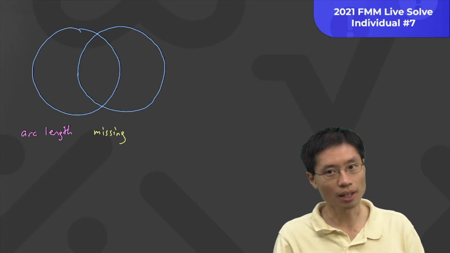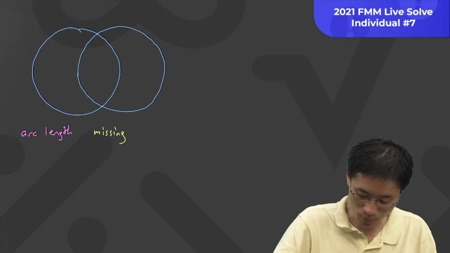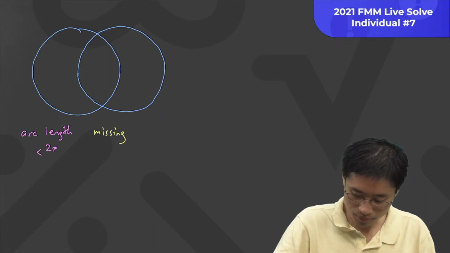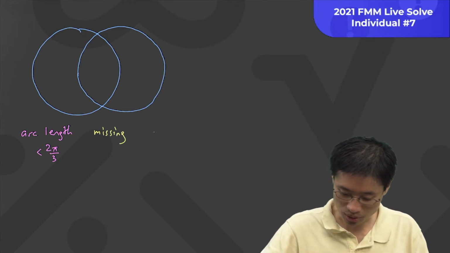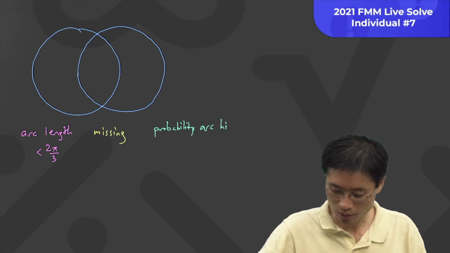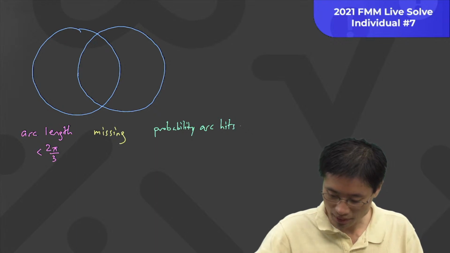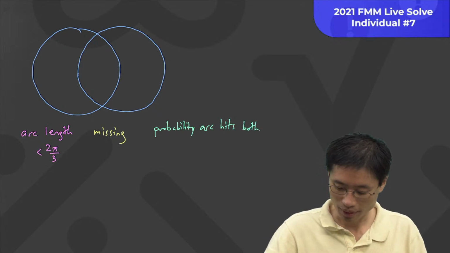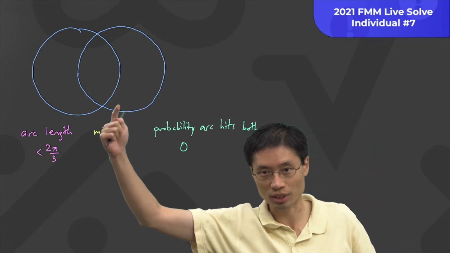Okay? And when the arc length is less than 1/3 of the total, which is less than 2 pi over 3, I'm not even going to worry about the missing arc length. The last column is just going to be the probability the arc hits both. Hits both. That's just 0, right? If my arc is too short, less than 1/3 of the entire circumference, I'm dead.